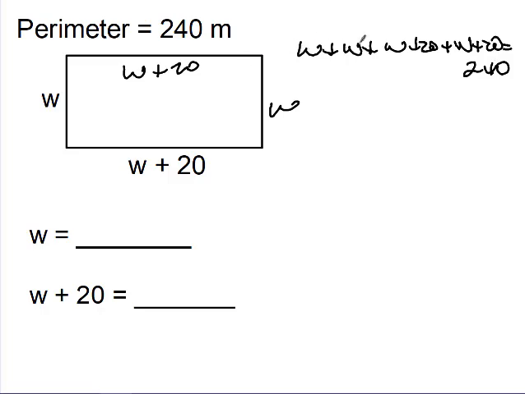Now anything here that's alike, we can add together. So I've got a W and a W and a W and a W, which actually gives me 4W plus, and then a 20 and a 20, which is going to give me 40. And all that's equal to 240.